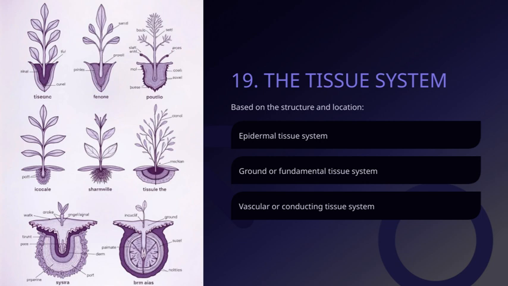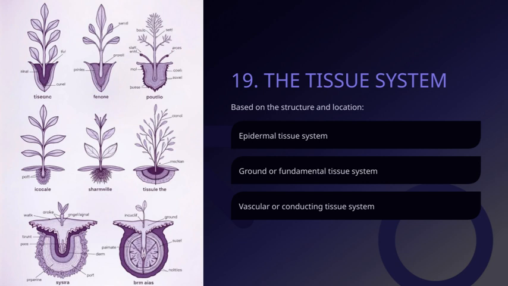Next, there's the ground or fundamental tissue system. This is the most abundant tissue type and plays several roles, including support, storage, and photosynthesis. It forms the bulk of the plant's structure and helps in maintaining overall plant health. Then we come to the epidermal tissue system. This is the outermost layer of cells that covers the plant.